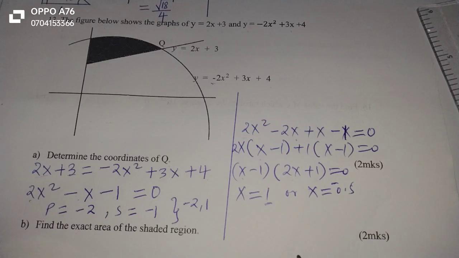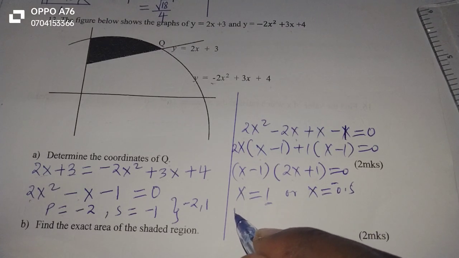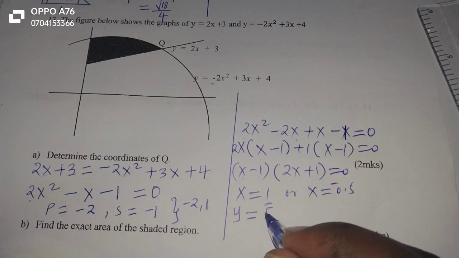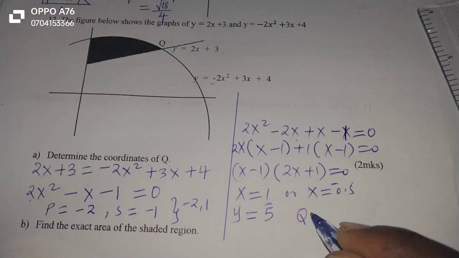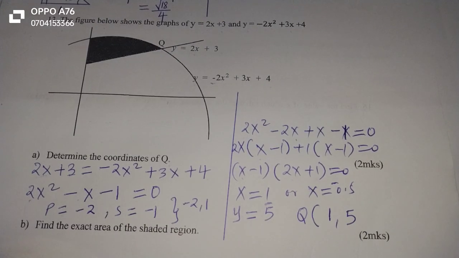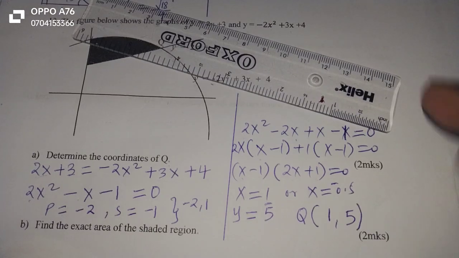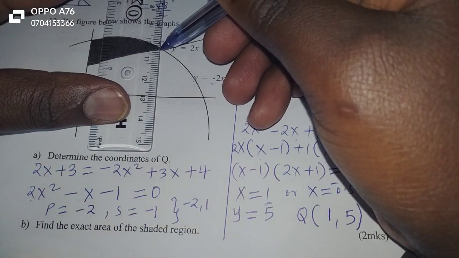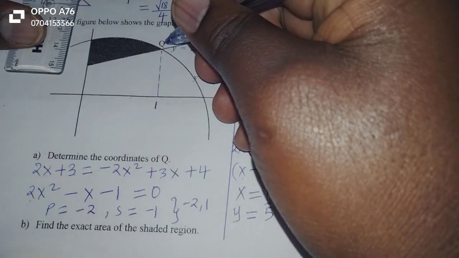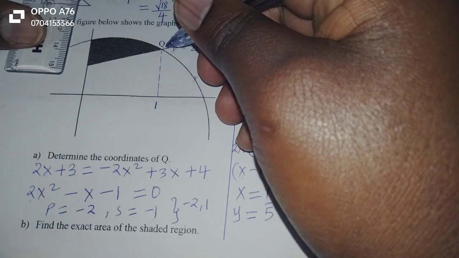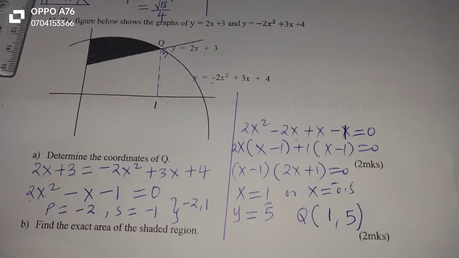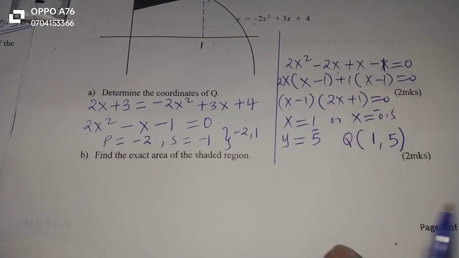So with 1 as x, now we can get the value of y by substituting it in this equation, and y will be exactly 5. So the coordinates of Q are going to be (1, 5), and we enclose. So we are talking about the point here to be 1, and the height here to be 5, because the value of y is 5. Yeah, so that is the coordinates of Q.